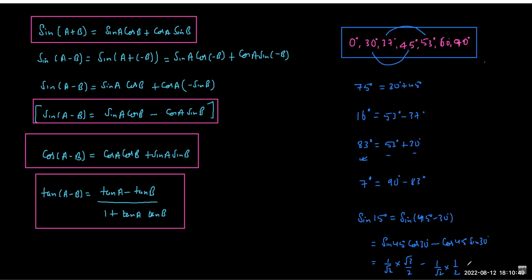So you can see pretty much the LCM is known to you. I mean, LCM is common. So it will be 2 root 2. And the numerator becomes root 3 minus 1. So this is the answer for sine 15 degrees.